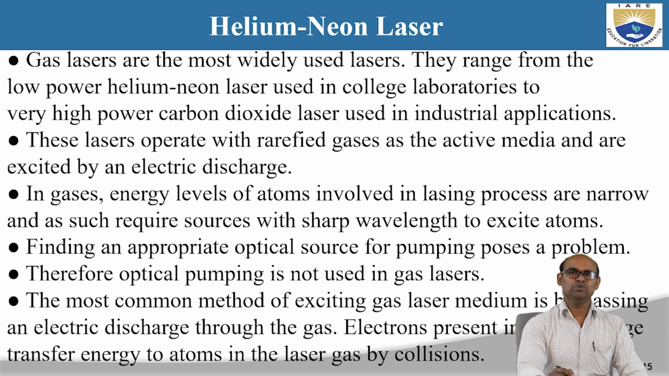How can we excite the atoms using electric discharge? The electrons present in the electric discharge transfer energy to the gas atoms in the ground state through collision. When the electrons collide with the gas atoms, they transfer energy to them. Once the atoms absorb the energy from the electrons, they get excited to the excited states that are available in the system.